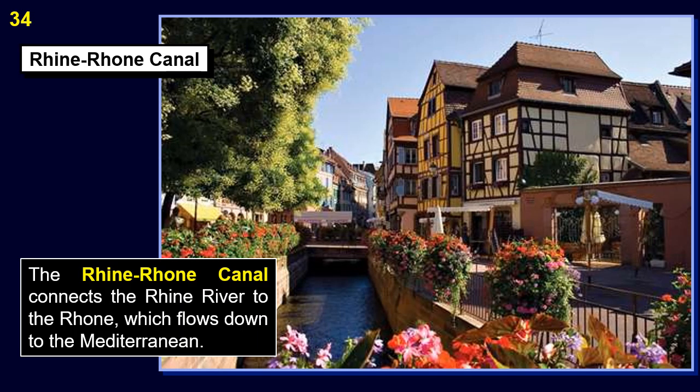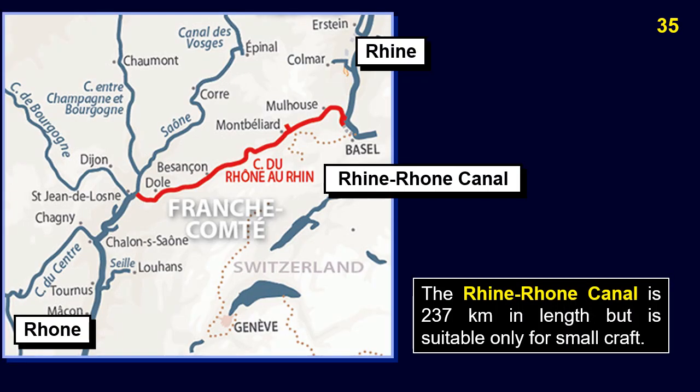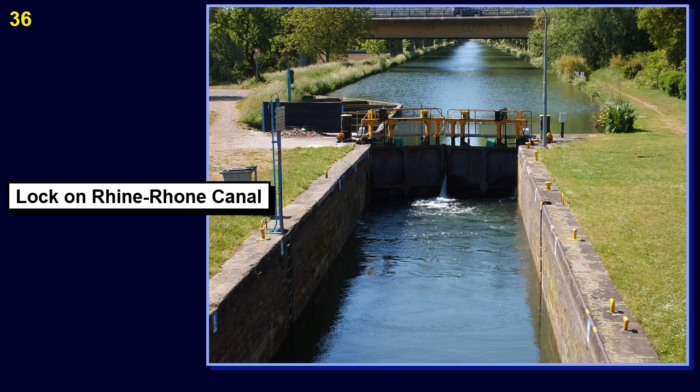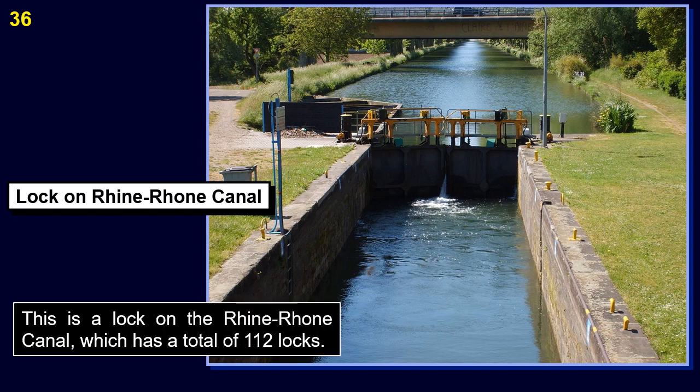The Rhine-Rhone Canal connects the Rhine River to the Rhone, which flows down to the Mediterranean. The Rhine-Rhone Canal is 237 kilometers in length, but is suitable only for small craft. This is a lock on the Rhine-Rhone Canal, which has a total of 112 locks.